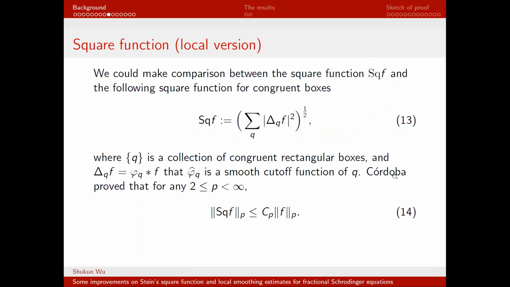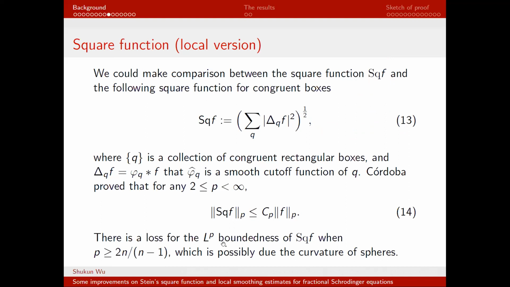And for this square function, Córdoba proved that for any p greater than 2 and less than infinity, this square function is bounded in LP space. So there's a loss for the LP boundedness of this curved square function for certain p, and the loss possibly is due to the curvature of the spheres. So when you have curvature, things go bad.